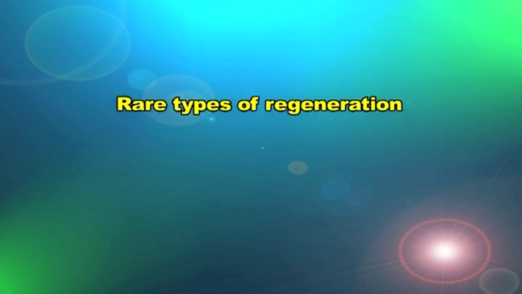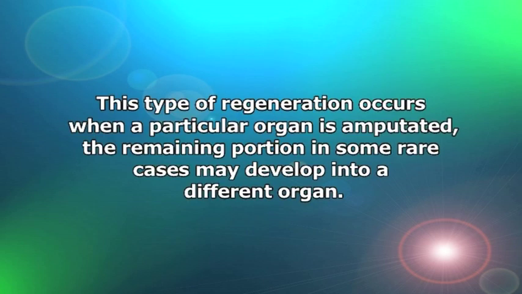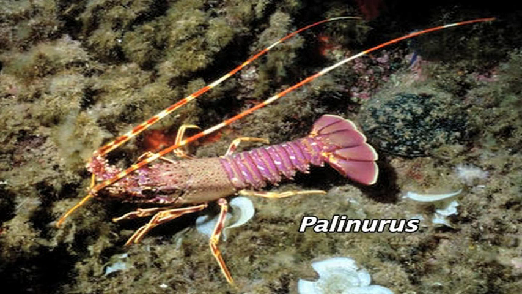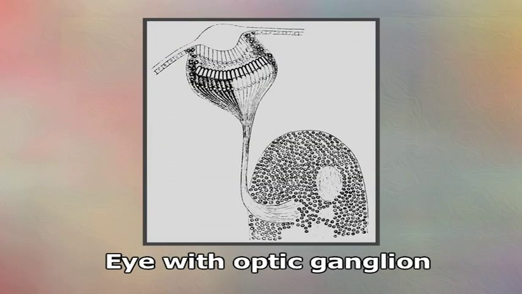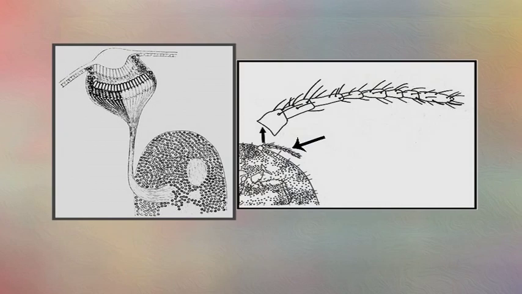Other rare types of regeneration include: number 1, heteromorphosis or heteromorphic regeneration. This type of regeneration occurs when a particular organ is amputated. The remaining portion, in some rare cases, may develop into a different organ. In Palinurus, a shrimp, the eye may regenerate after being removed, but in case the eye is removed along with the optic ganglion, it will not be regenerated, and in place of the lost eye, a regeneration blastema is formed, which develops as an antenna-like organ.